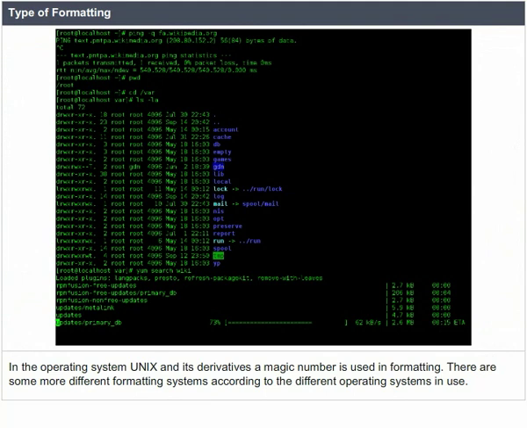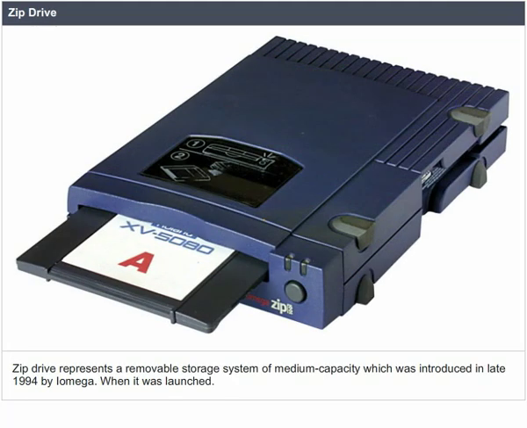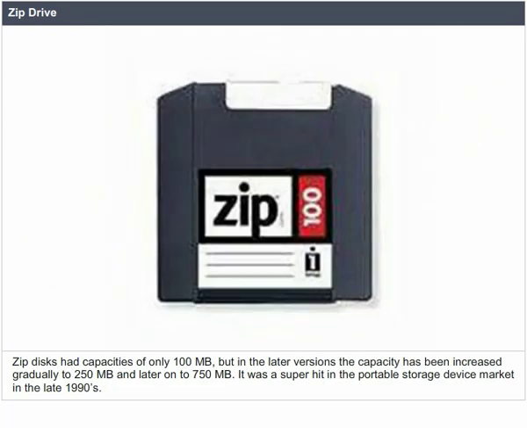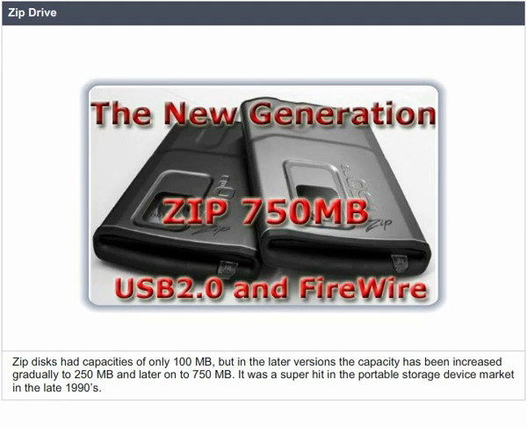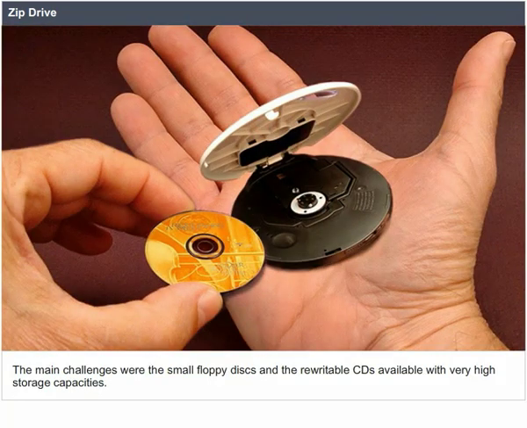Zip drive. Zip drive represents a removable storage system of medium capacity which was introduced in late 1994 by Iomega. When it was launched, zip disks had capacities of only 100 MB, but in the later versions the capacity has been increased gradually to 250 MB and later on to 750 MB. It was a super hit in the portable storage device market in the late 1990s. The main challenges were the small floppy disks and the rewritable CDs available with very high storage capacities.